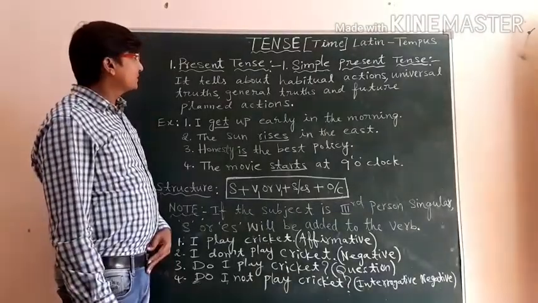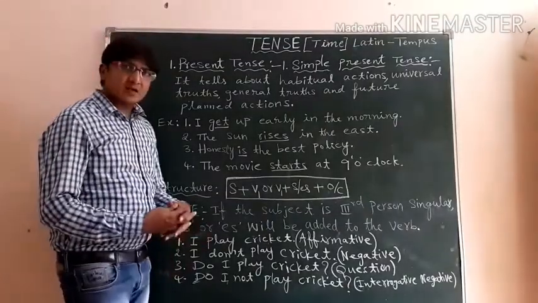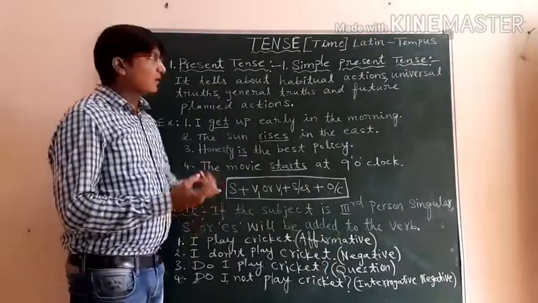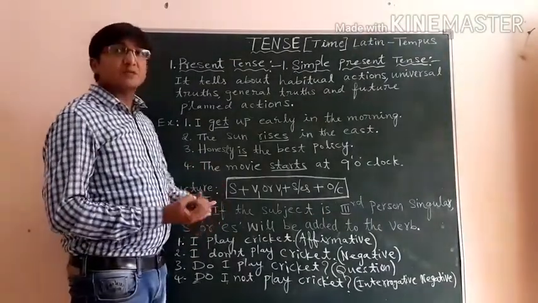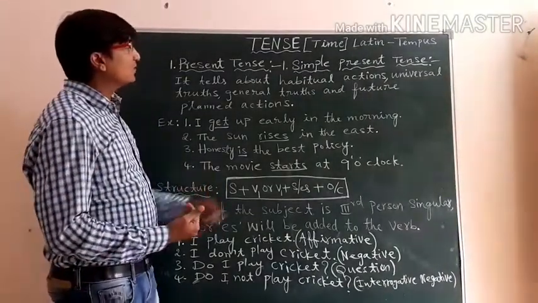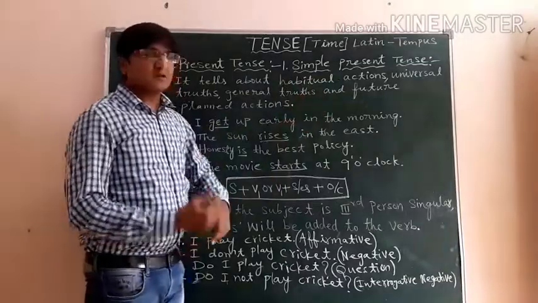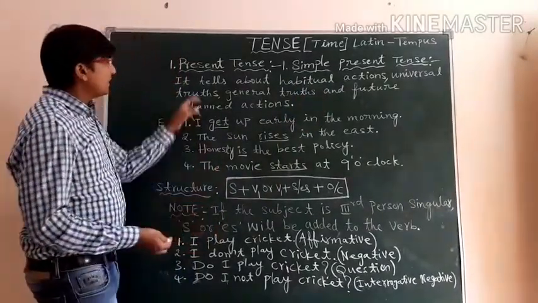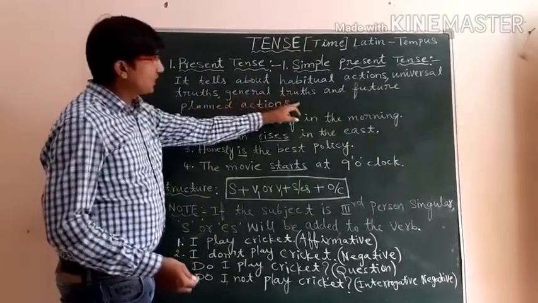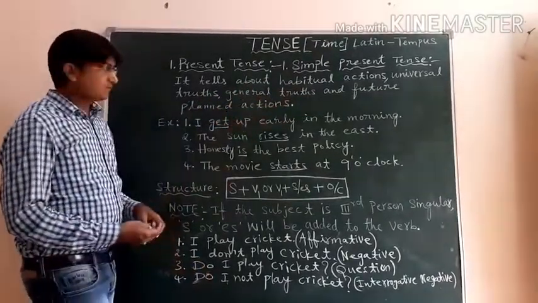Now we learn about present tense. In present tense, as I told you, there are 4 tense forms: simple present tense, present continuous, present perfect, and present perfect continuous tense. So now we try to learn about simple present tense. What is simple present tense? It tells about habitual actions, universal truths, general truths, and future planned actions.